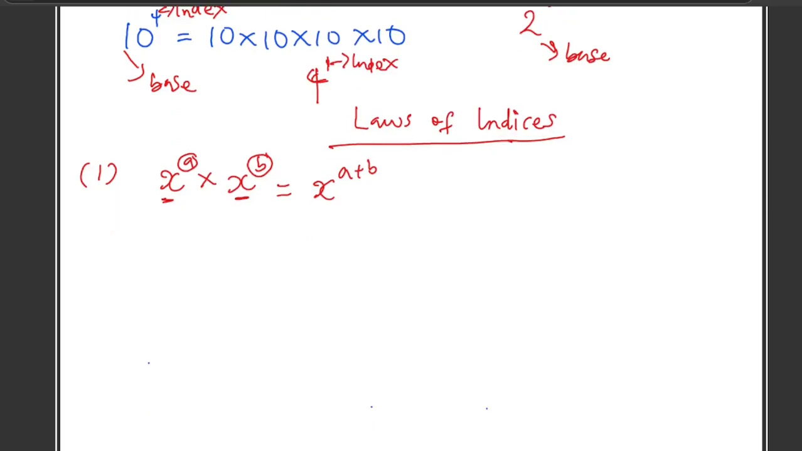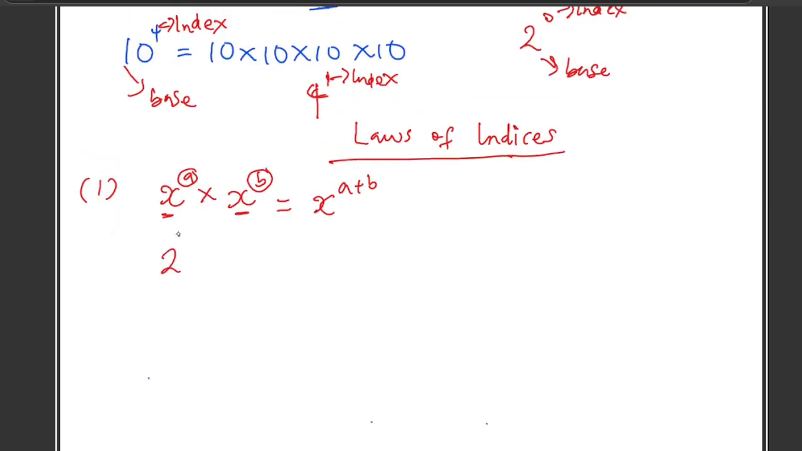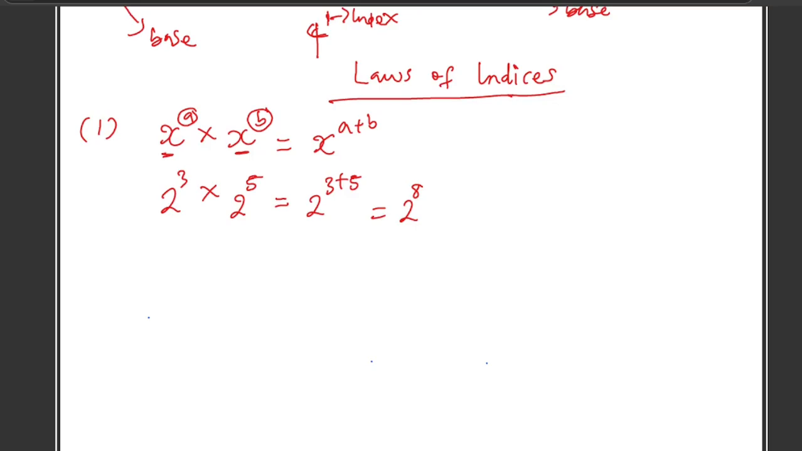A numerical example here is if we have 2 raised to power 3 times 2 raised to power 5. I'm multiplying two numbers in the index form, and they have the same base, 2 and 2. This becomes 2 raised to power 3 plus 5, and that is 2 raised to power 8. That is simply what the first law is about.